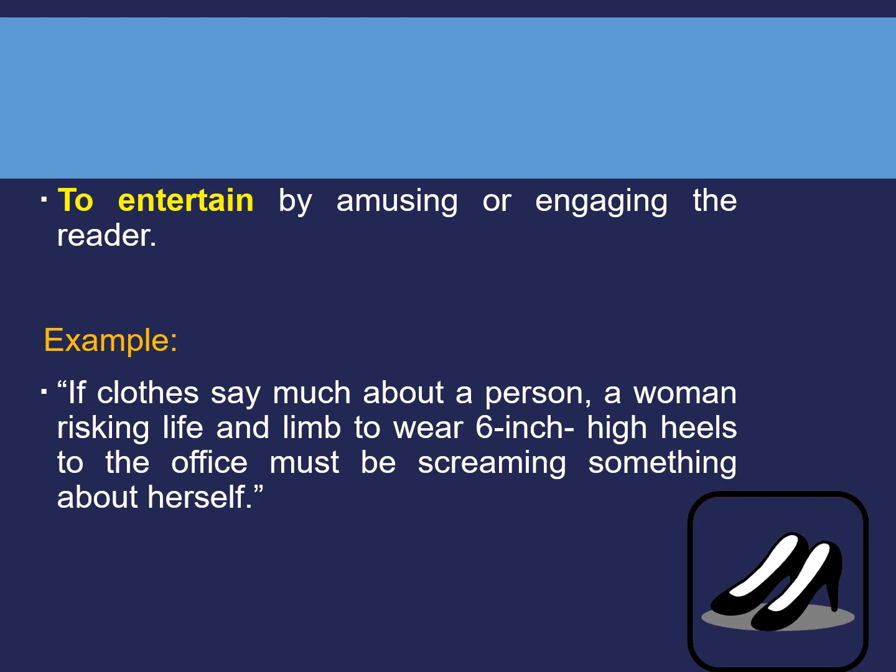Next purpose is to entertain by amusing or engaging the reader. For example, if clothes say much about a person, a woman risking life and limb to wear 6-inch high heels to the office must be screaming something about herself.